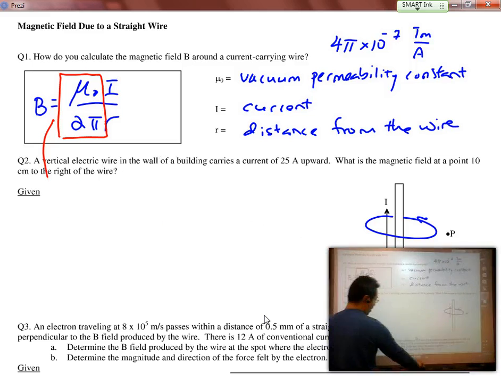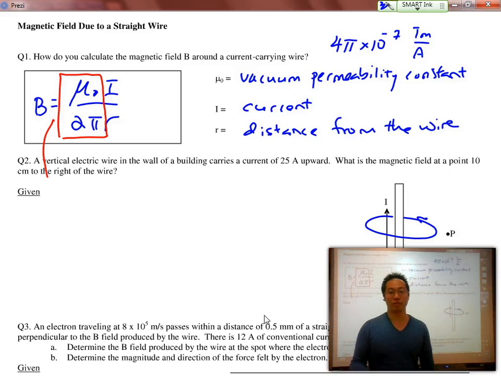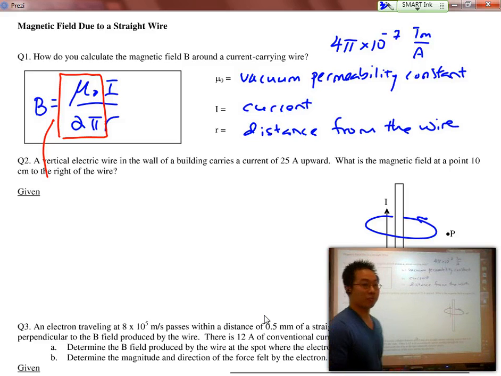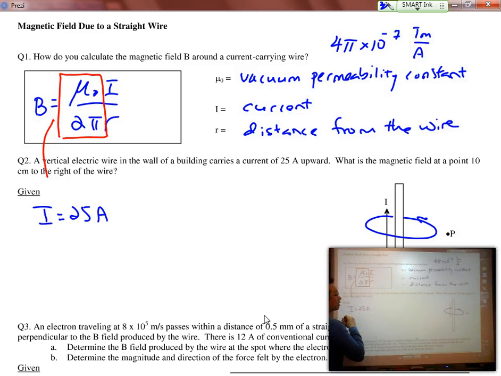And if you were to do a quick practice question using this formula, we see that an electric wire in the wall of a building carries a current of 25 amps upward. So I is equal to 25 amps. They ask, what is the magnetic field, B, 10 centimeters away? So r is equal to 0.1 meters.